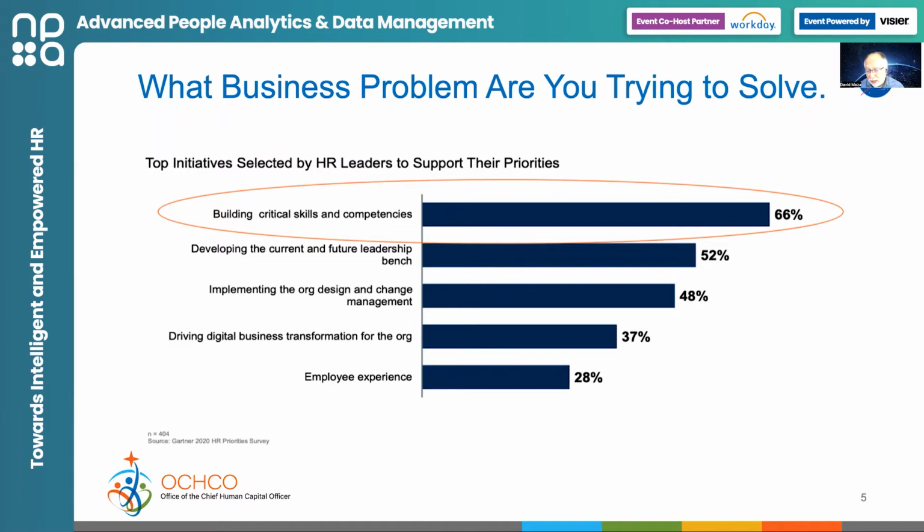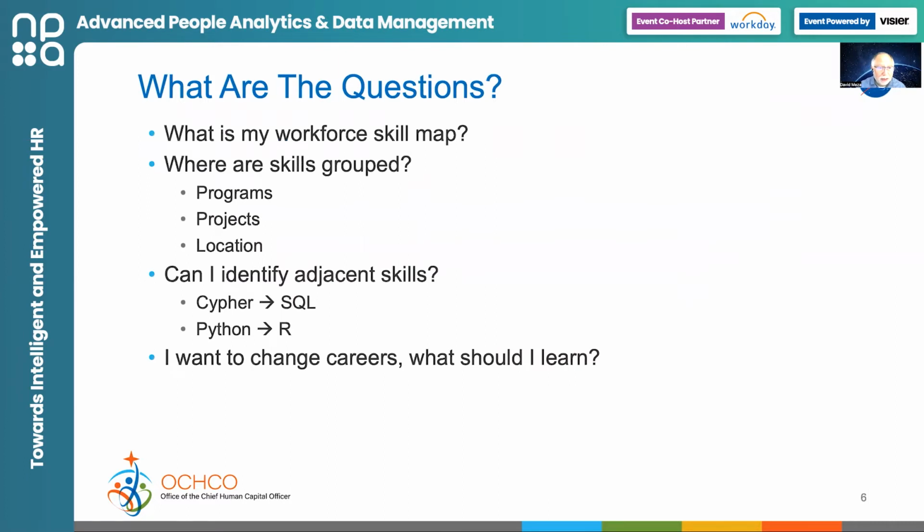How to identify different skills within my workforce. And when I build that knowledge graph, I can start answering various types of questions. Some of these questions may be, what is my workforce skill map? How does that workforce look across the agency? How does it look for us across the geolocations? How are skills grouped across different programs or projects? What kind of skills or competencies am I losing as people attrit? Can I identify adjacent skills?